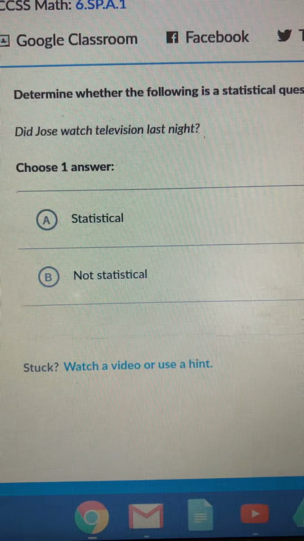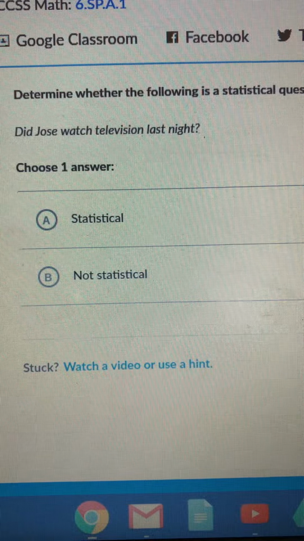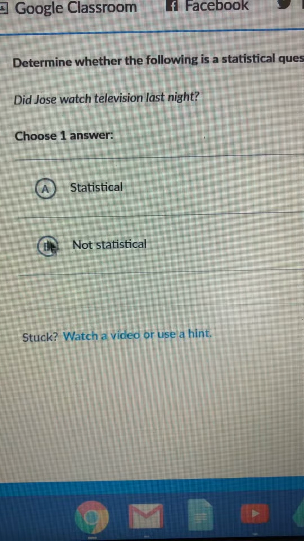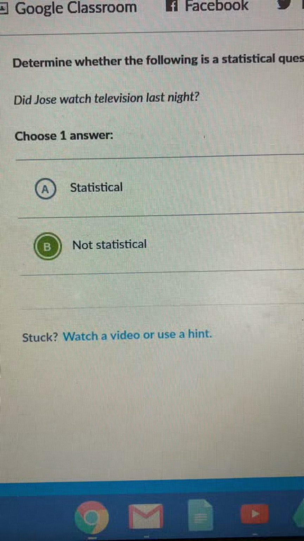So it's statistical. Did Jose watch television last night? That would be a yes or no question, so it's not statistical. There's only one answer.